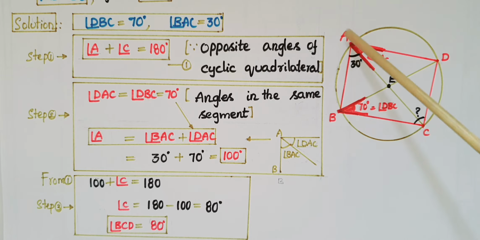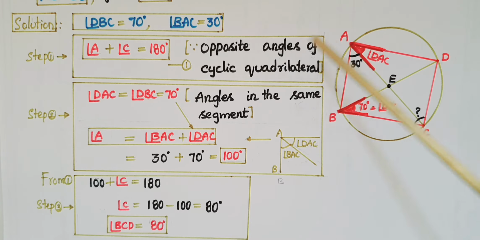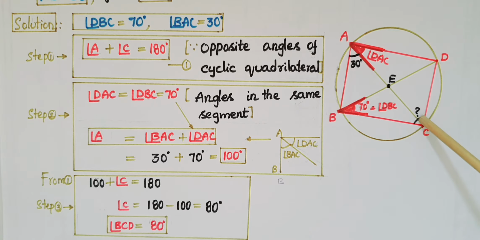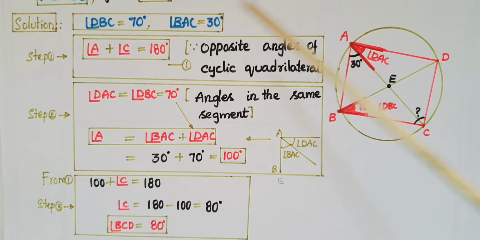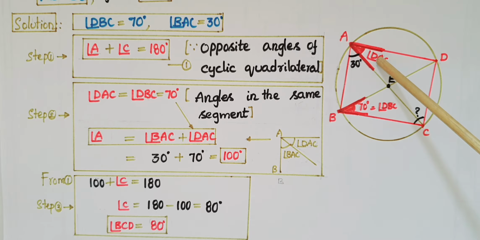is angle BAC is equal to 30 degrees, and we know that the sum of opposite angles of a cyclic quadrilateral is 180 degrees. So here we have to take these two angles' sum because we have to find this angle C. So take these two angles, angle A plus angle C is equal to 180 degrees. This is the first equation, and if you see here, angle A is the sum of these two angles, 30 plus angle DAC. So first find angle DAC.